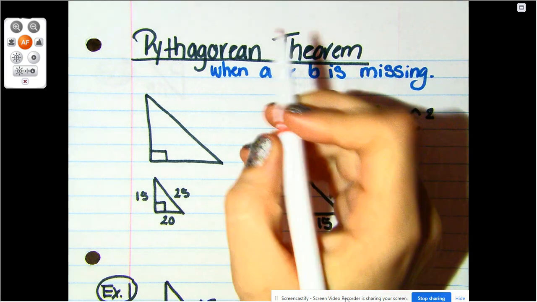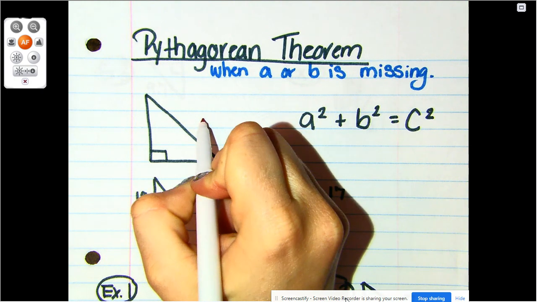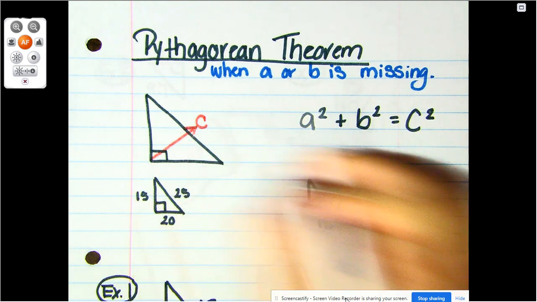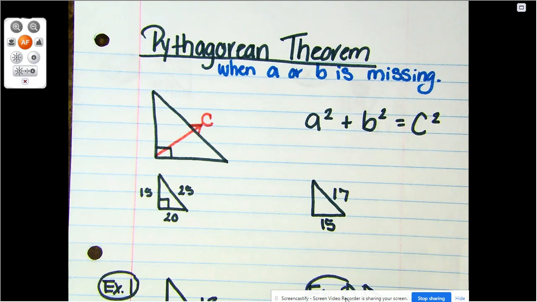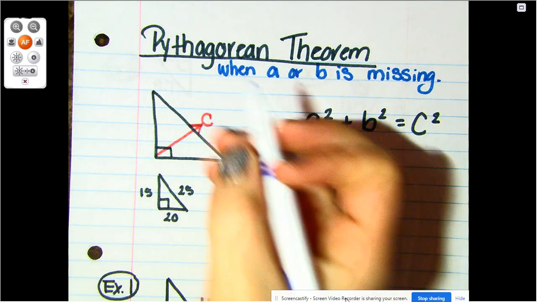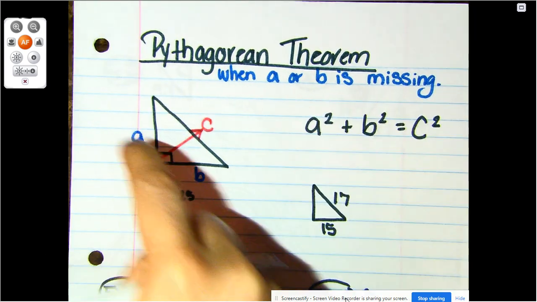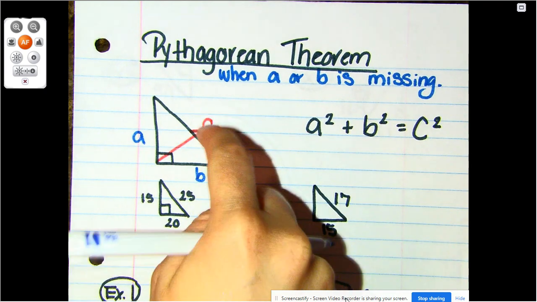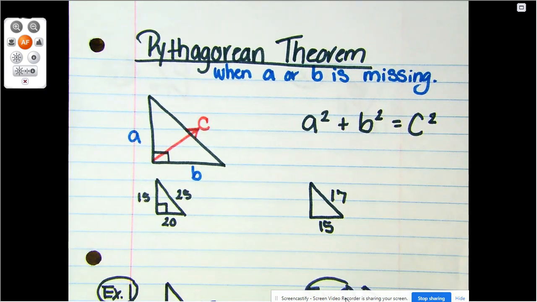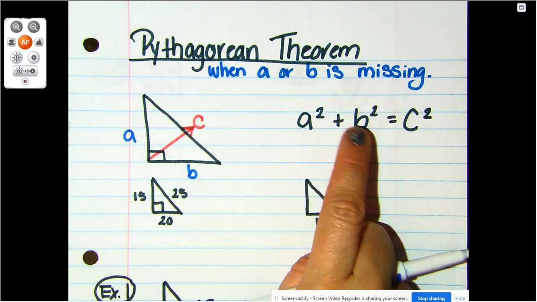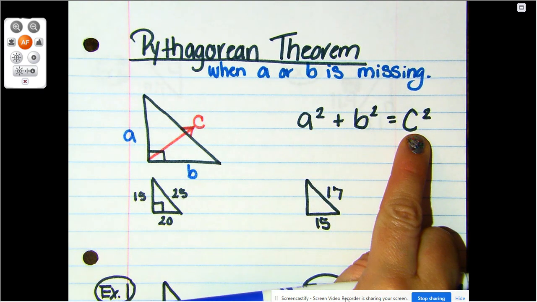Please always remember that C has to be the longest side and is always located right across from the 90-degree angle. The other lengths can be A or B. You can mix them up, and those are the legs of the triangle. So A and B or B and A, but C is always the longest side and always across from that 90-degree angle. Our formula, or our theorem, is A squared plus B squared equals C squared.